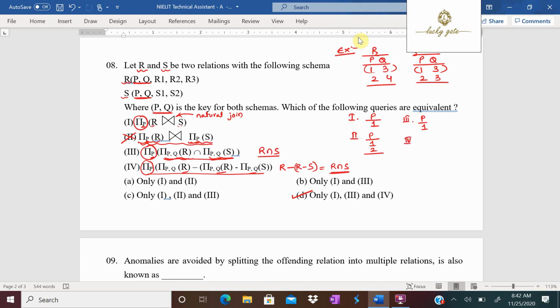Finally, query 4. Here first you check this inner query. Pi PQ of R minus PQ of S. What the minus operator says is it should be there in the first but not in the second. See here, 2, 4 is there in R but not in S. So this query is going to return the PQ values that are 2, 4, right? Next, pi PQ of R, again the same table, minus 2, 4. What minus means is it should be there in the first instance but not in the second instance.